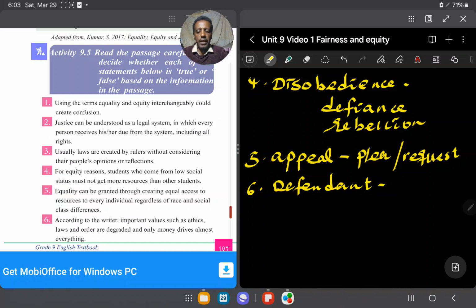So defendant means a person accused in a court case. So a person accused in a court, accused, you can say accused or respondent.